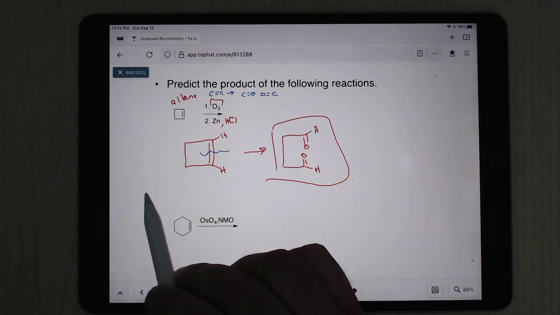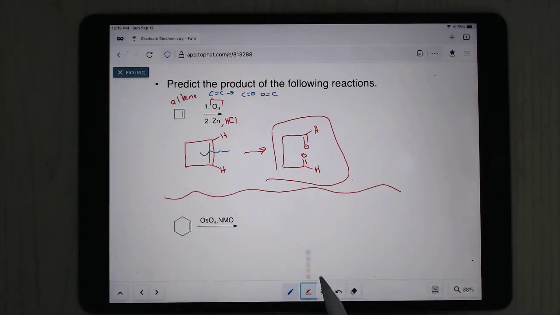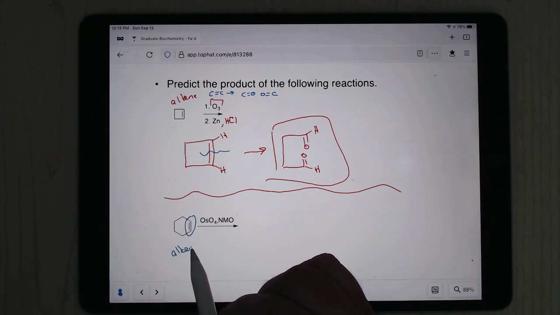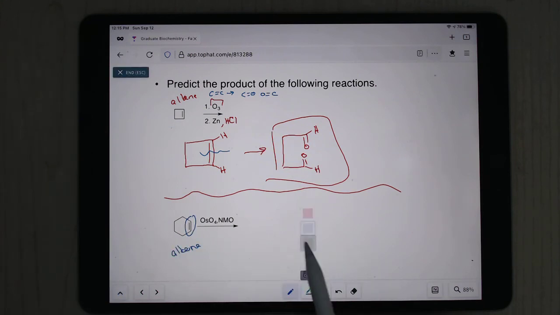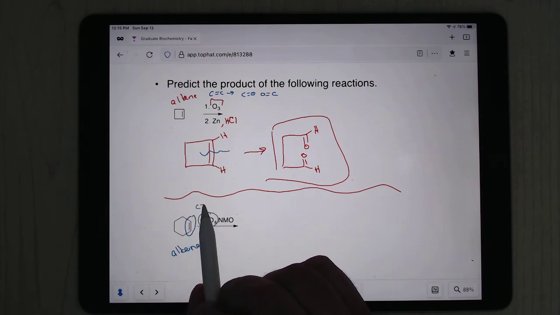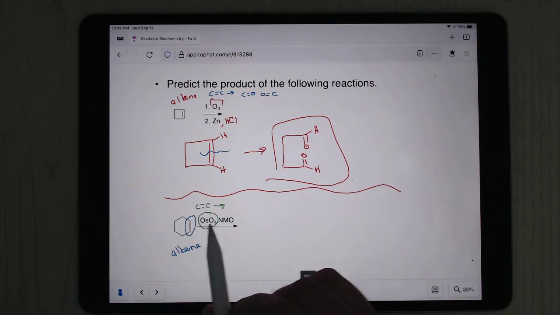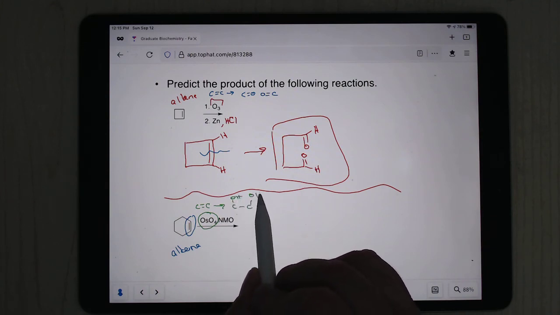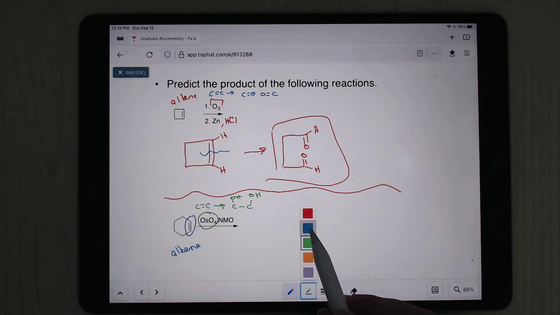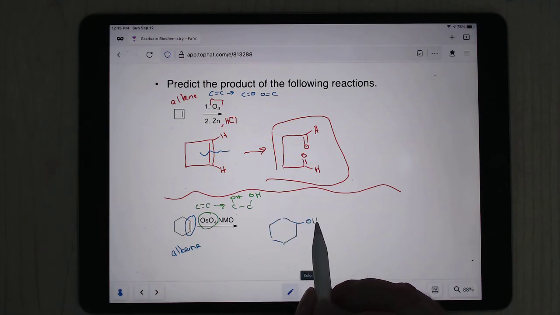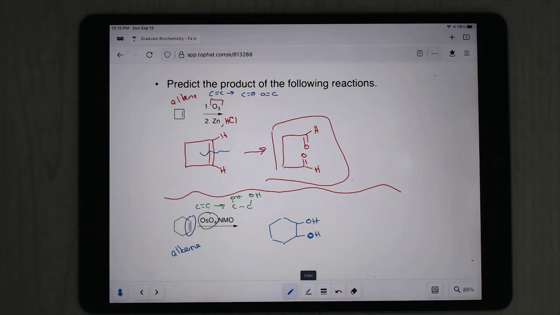Now for this one down below, alkene, osmium. So here's the reagent. So how does this change? For this one, the osmium ends up adding OHs across both sides. So that means our product is going to be this. That.